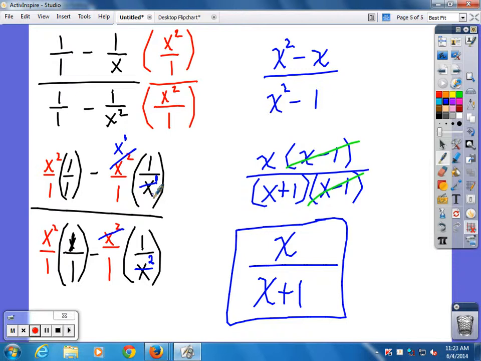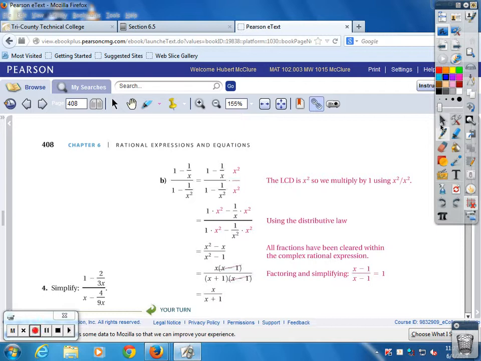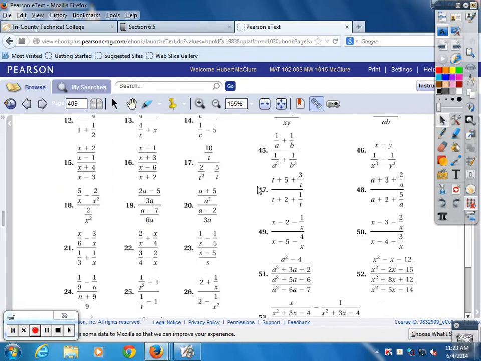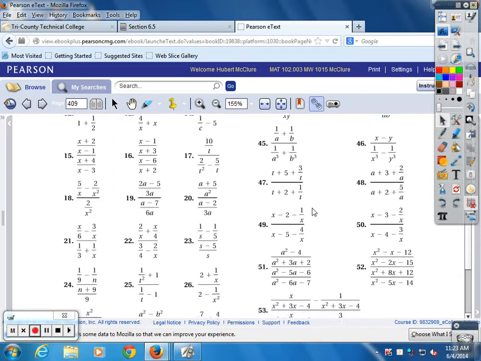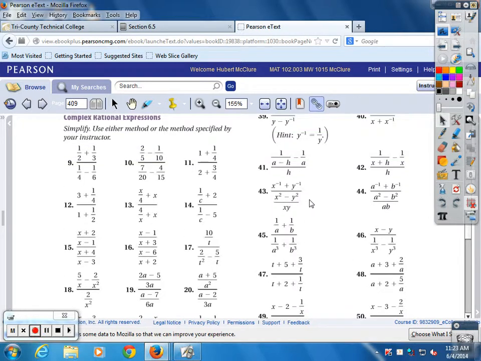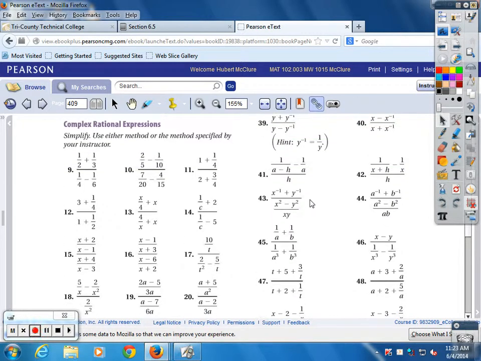All right, let's move on to a more challenging problem. Yeah, y'all need to be challenged a little bit. Let's see. I think number 42 looks good right now. 42. I'll blow it up for you.